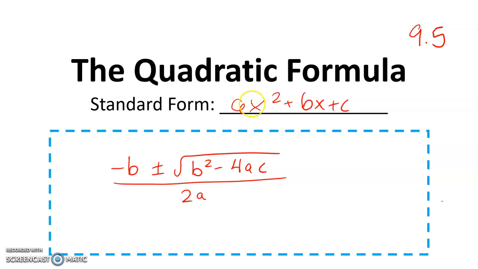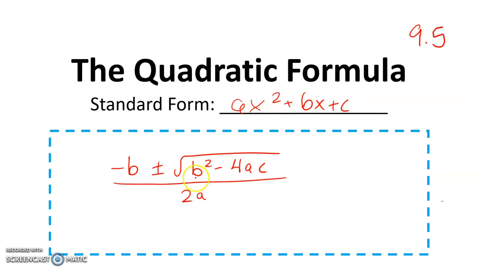So here is basically standard form. Again, you want it in standard form, from highest exponent to lowest exponent. And the quadratic formula basically is this right here: negative b plus or minus the square root of b squared minus 4ac, all over 2a.